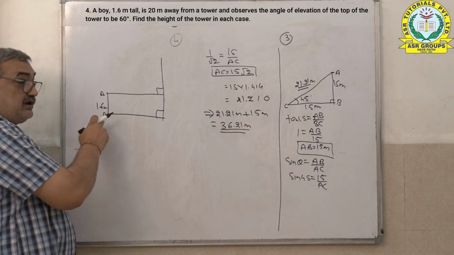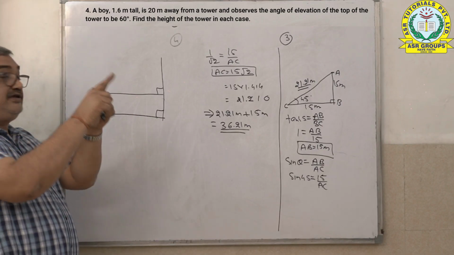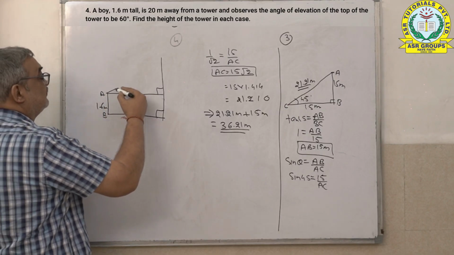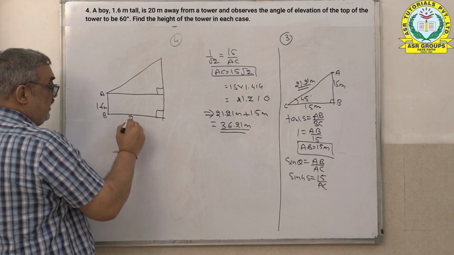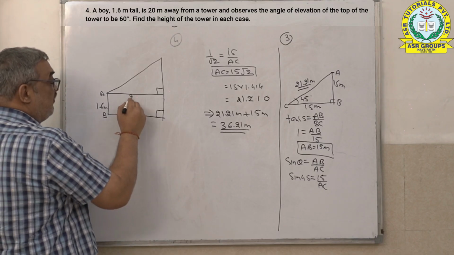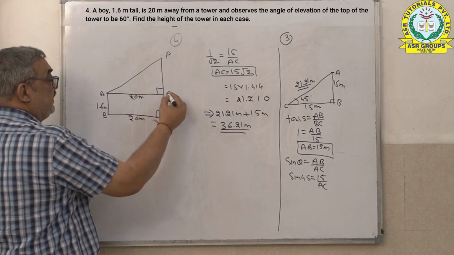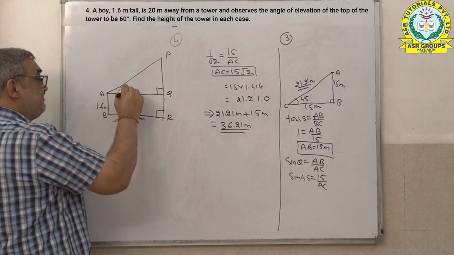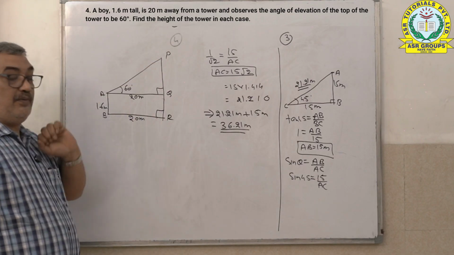Definitely he won't see from here, right? He can't see from the feet. He has to see from the eye. The eyes are here. He saw the top of a tower and he is standing 20 meter away from the tower. P, Q, R. This angle is given 60. Find what is the height of the tower.